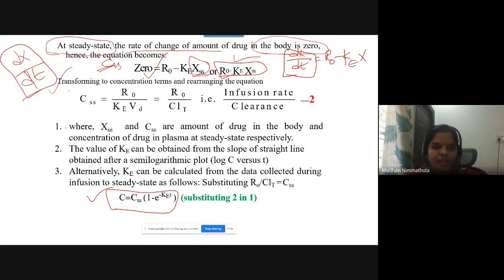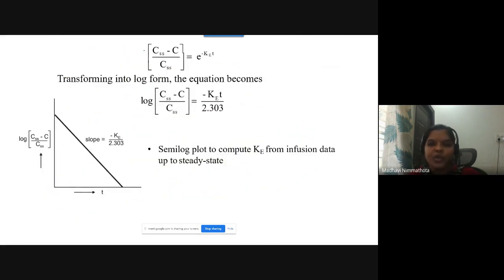Where XSS and CSS are the amount of the drug in the body and concentration of the drug in the plasma at steady state respectively. And the value of Ke can be obtained from the slope of the straight line. Then slope is equal to Ke by 2.303. Alternatively, Ke can be calculated from the data collected during infusion at the steady state. And then after this, C is equal to CSS into 1 minus e to the power of minus Ket. You will get this equation.